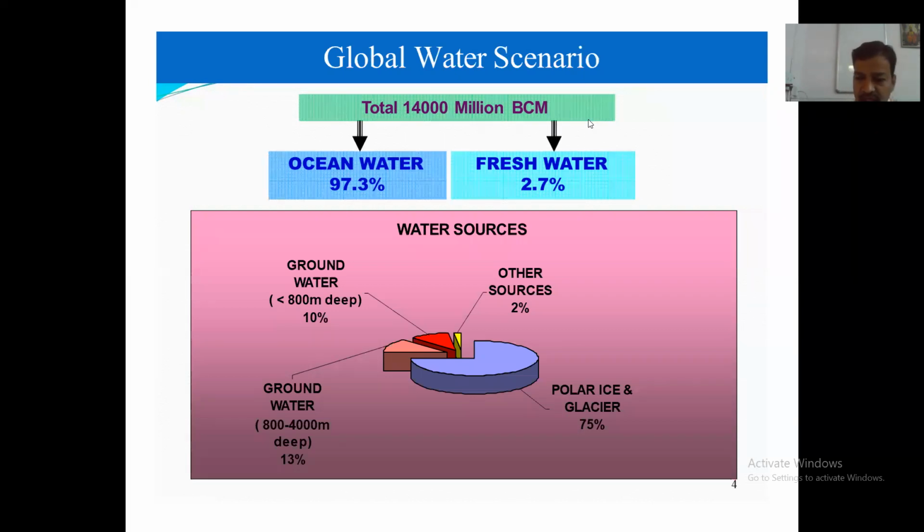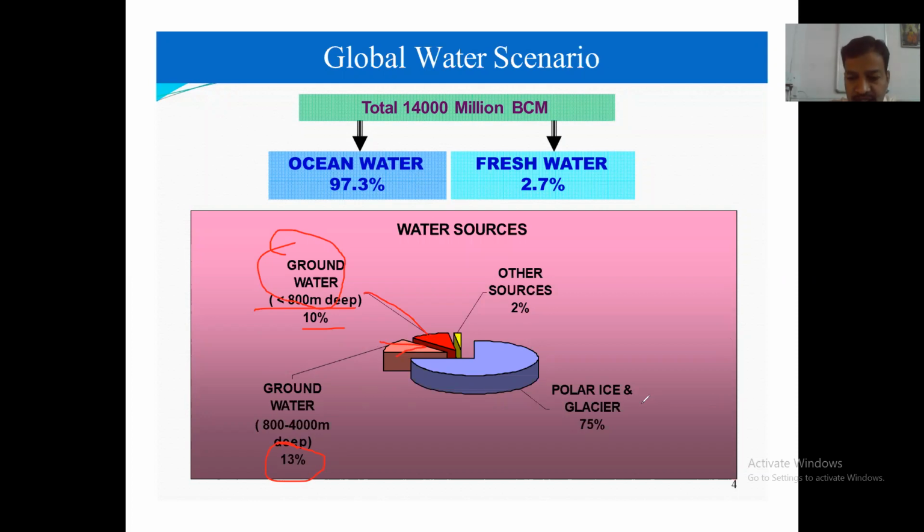See the water resources in this diagram, in the graph, percent-wise distribution all over the world. The groundwater is having 10%. That is shown by red color here. Groundwater which is available less than 8 meter deep. Groundwater which is available at a depth of 800 meter below the ground surface. Groundwater within 800 to 4,000 meter deep, which is having 13% storage. That is shown by this pink color.